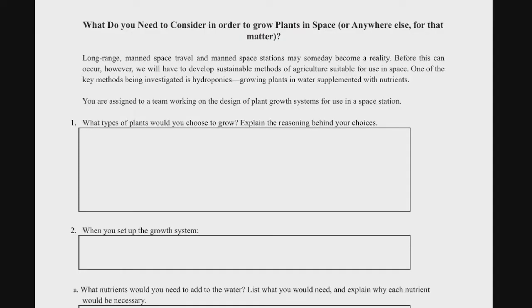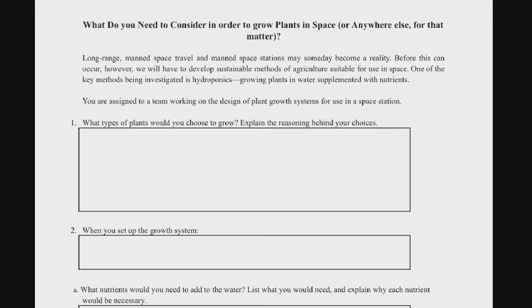The first part of this is considering growing plants in space. So it says, what do you need to consider in order to grow plants in space, or anywhere else for that matter? Long-range manned space travel and manned space stations may someday become a reality. Before this can occur, however, we will have to develop sustainable methods of agriculture suitable for use in space. One of the key methods being investigated is hydroponics, growing plants in water supplemented with nutrients.